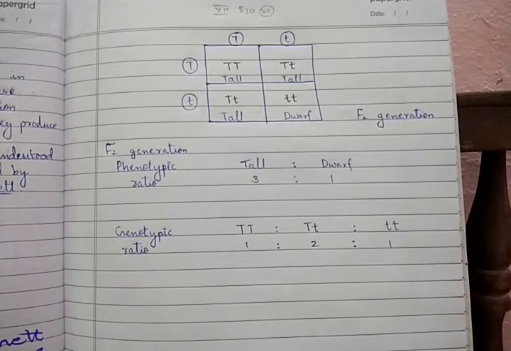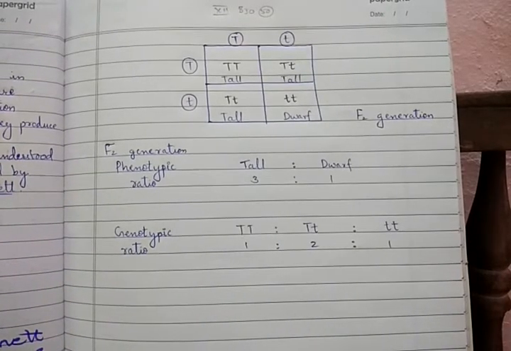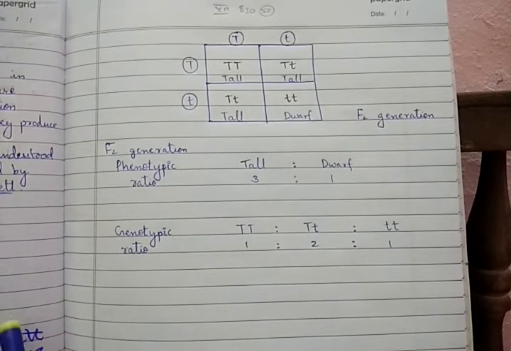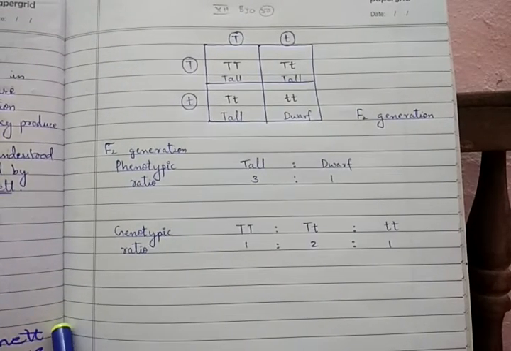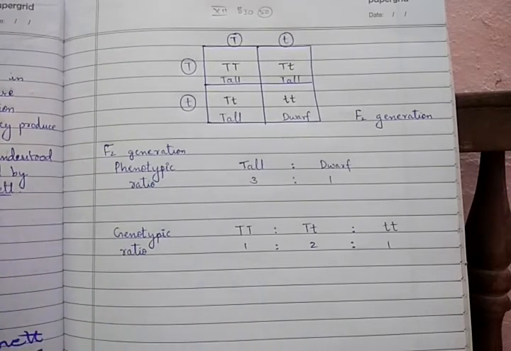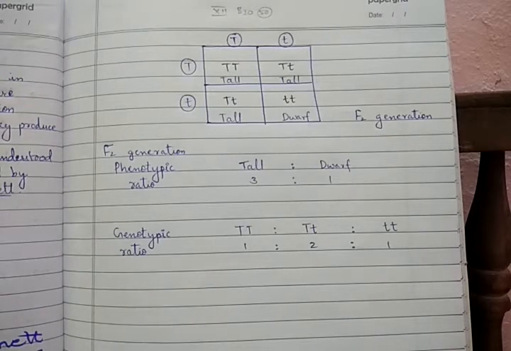In the F1 generation that we studied just now, there was a slight mistake from my side. I just corrected it, so if you are writing your notes, write it carefully. And there's a homework for you for finding the F2 generation. You just do it by yourself.